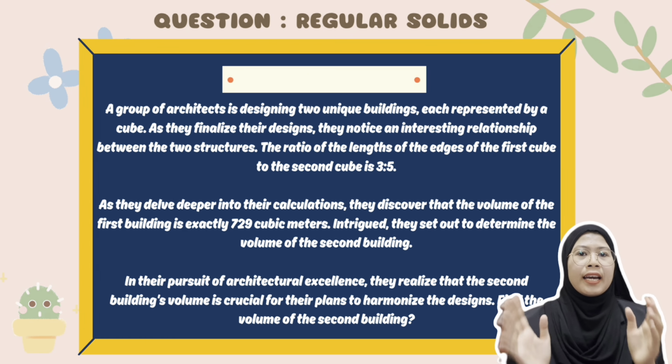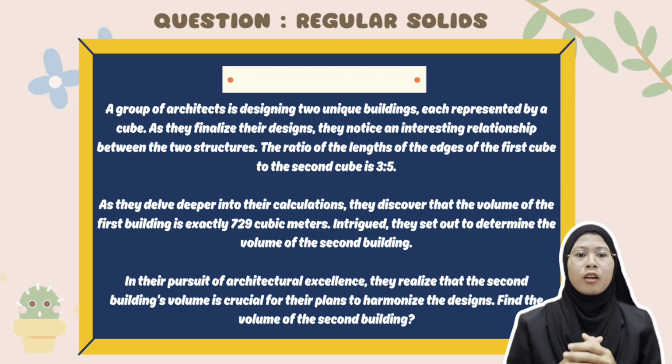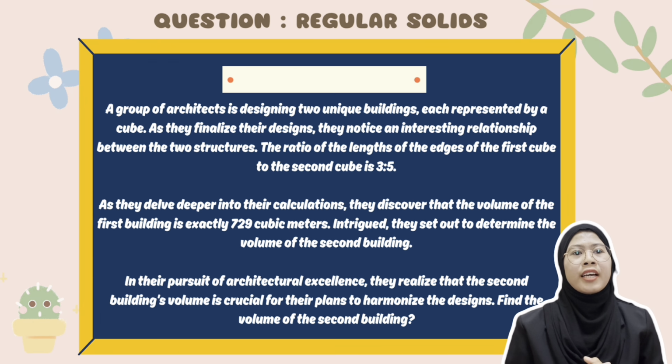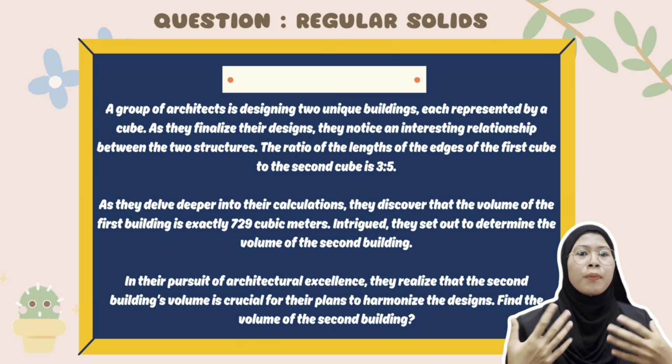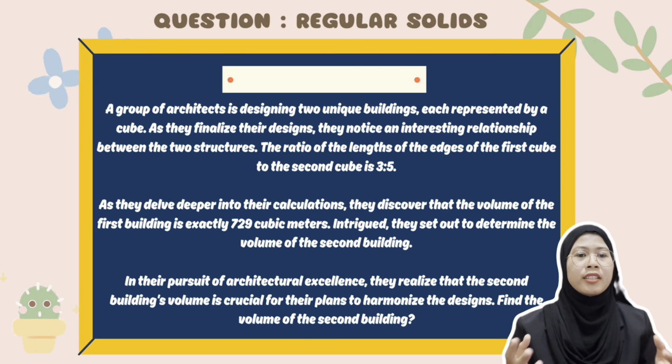As they delve deeper into their calculation, they discover that the volume of the first building is exactly 729 cubic meters. Intrigued, they set out to determine the volume of the second building. In their pursuit of architectural excellence, they realize that the second building's volume is crucial for their plans to harmonize the design. Find the volume of the second building.